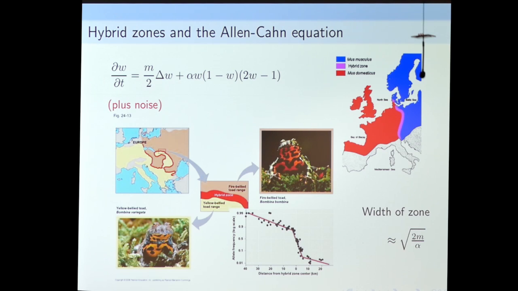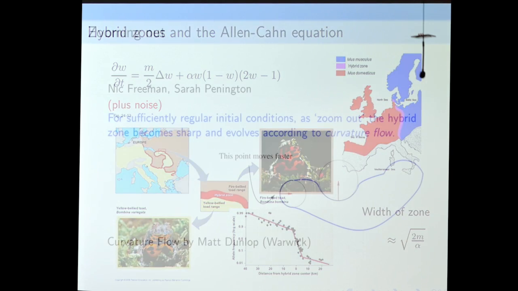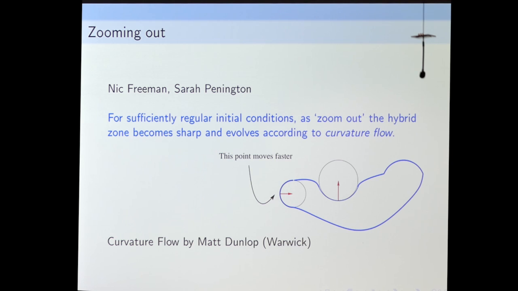But the question we set out to ask was, okay, that's what it looks like now, but how is this hybrid zone itself going to evolve with time? If you zoom out, this one's 20 kilometers wide. You don't have to be very far away before it looks like a sharp interface. With Nick Freeman, who's now a lecturer in Sheffield, and Sarah Pennington, who is about to take up a research fellowship in mathematics here in the Institute and at New College, we have shown that, at least if we start from sufficiently regular initial conditions, to make myself mathematically honest, as we zoom out, the hybrid zone becomes sharp. That's whether we use this deterministic differential equation that the PDE people use, and they already knew this result for their deterministic equation, or whether we also add some noise.